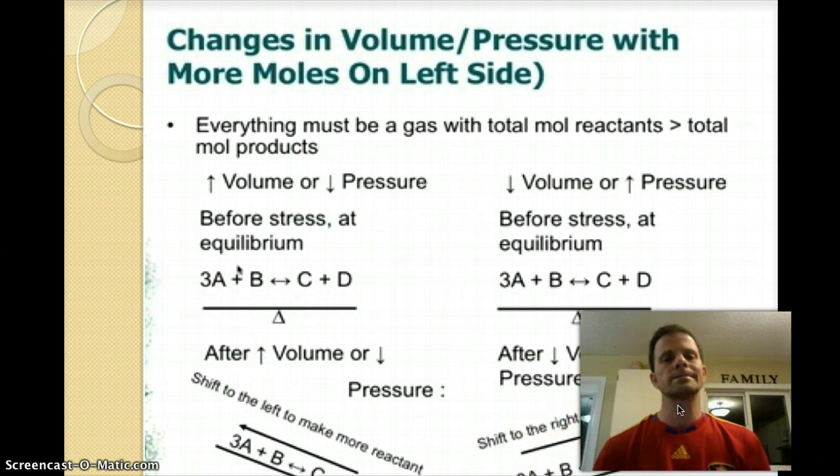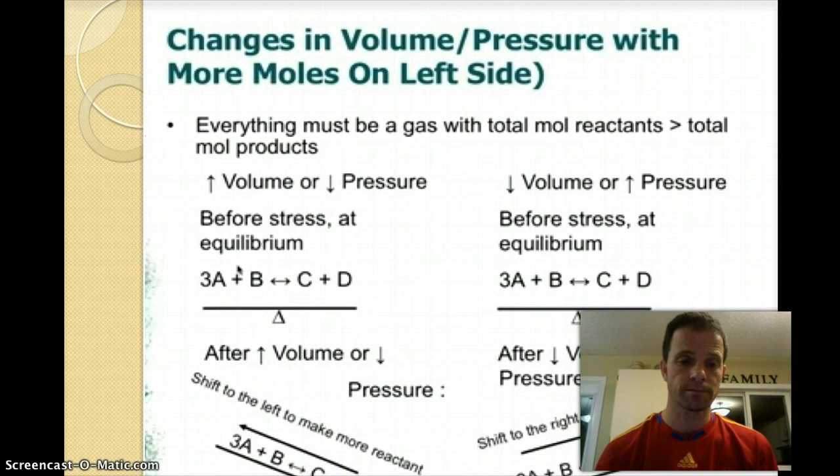The only exception to this is when you add an inert gas that increases the pressure but does not change the volume, and therefore does not change the concentration. There has to be a change in concentration for Le Chatelier's principle to work.